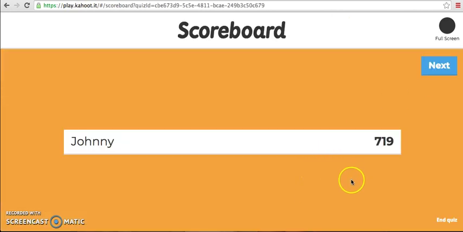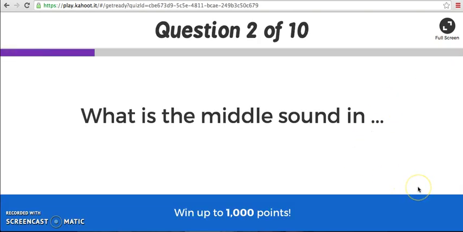Johnny's the only one, because we only have one person playing right now. It would show all their names and their scores. I like to make a big deal of it. If Avery was playing and had 715, so she was right behind Johnny, I would say, Avery, you're so close to Johnny, just make sure the next one you try to click the answer the fastest. So it's a really competitive way for the students to have fun and learn. Then we hit next, and it goes to the next question.